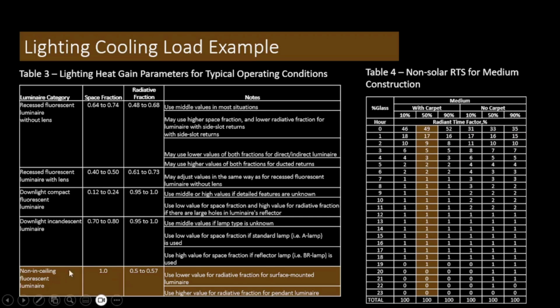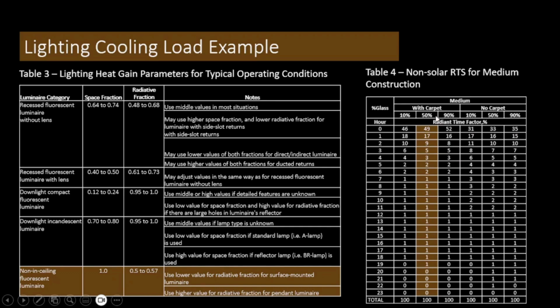You can see that the space fraction is 1, meaning that the entire sensible heat gain goes into the conditioned space. That's the implication. You can also see that the radiative fraction is between 0.5 and 0.57. But we're going to use 0.57 because if you check the notes, you'll see that they said to use a higher value for radiative fraction for pendant luminaire. We're told that the lighting type is pendant luminaire, so that's why we're going to use 0.57.